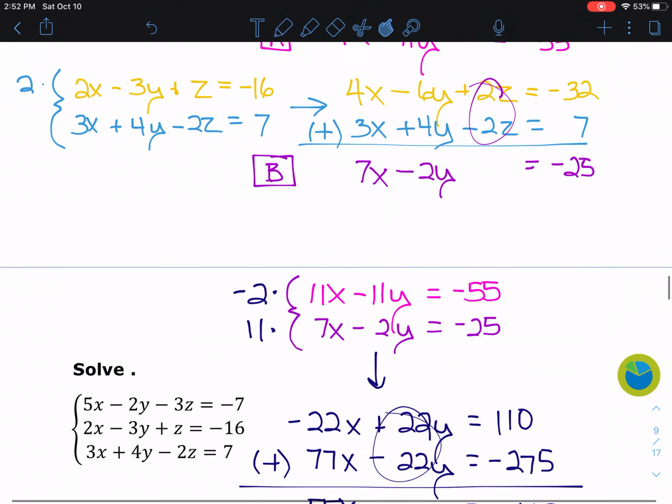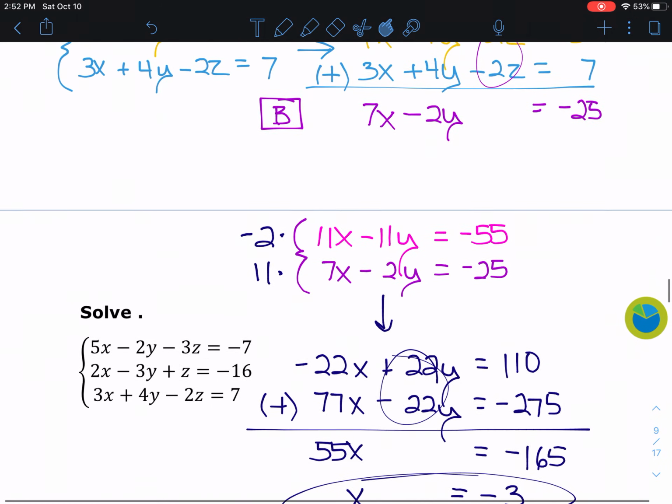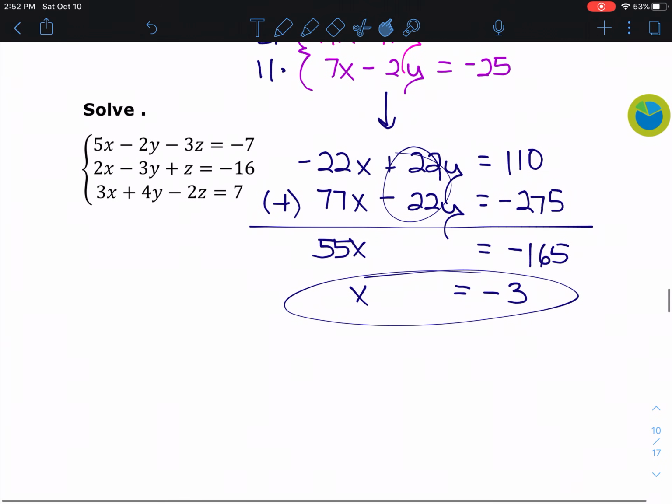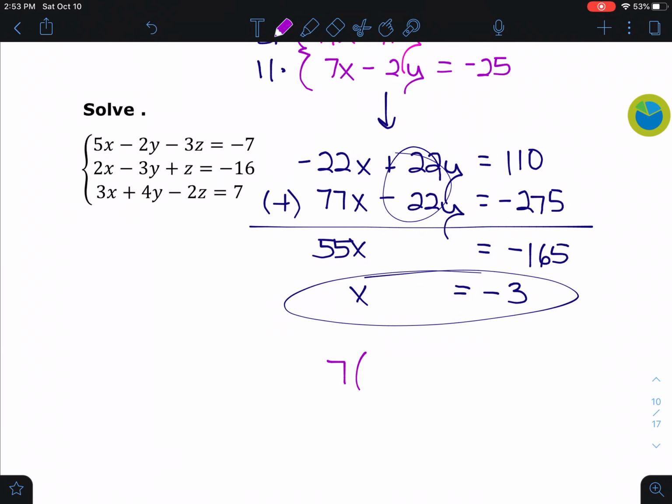So I'm going to pick one of those two. I think I'll do B and plug it in there. So I'm going to use 7x, so 7, and now x, 7x minus 2y equals negative 25. I'm plugging it into this one, and remember this is equation B. You can plug it into A or B, but now what I'm going to do is just take this and put it here. So then I should be able to solve for y.